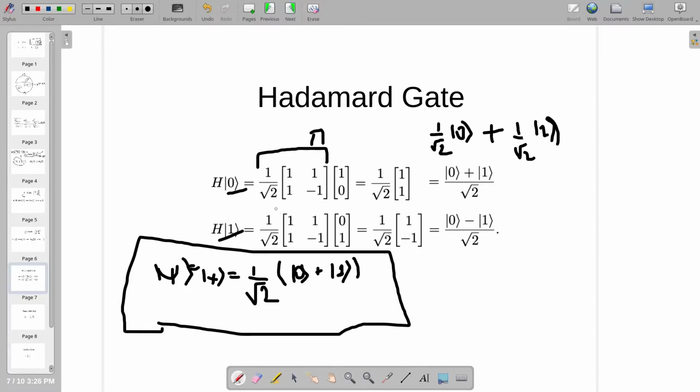When we multiply the matrix of the Hadamard gate with the matrix of the qubit for state 1, we get 1 by root 2 (|0> minus |1>), which also states that it has a 50% probability of being 0 and a 50% probability of being 1.